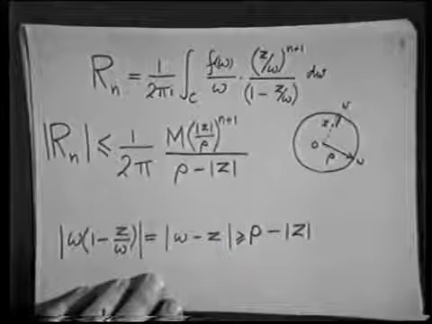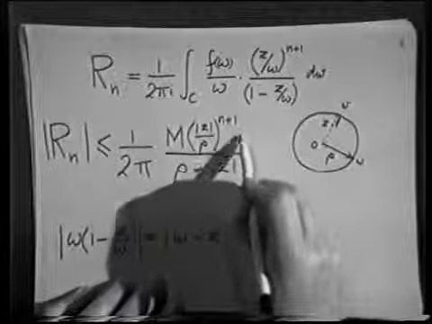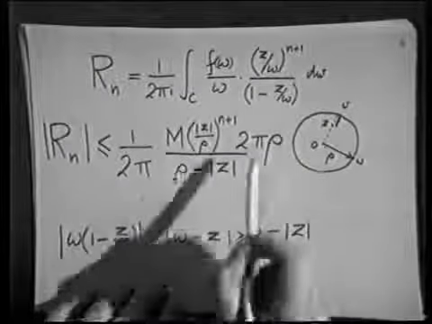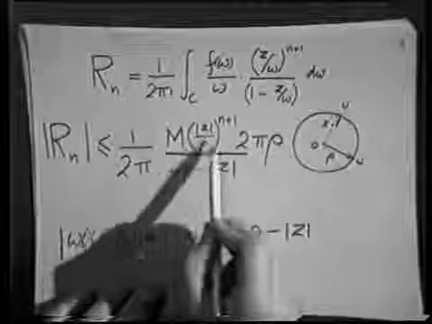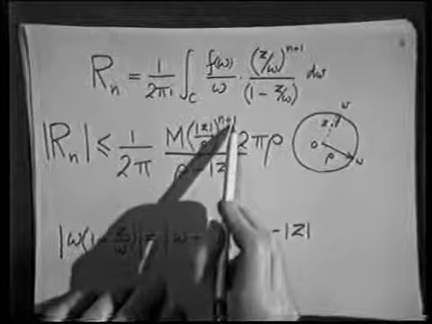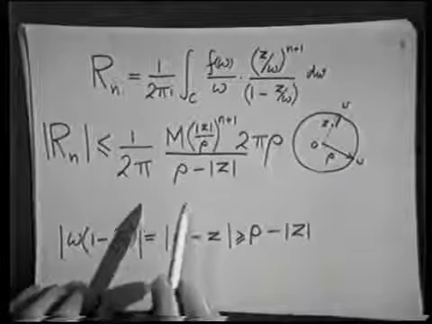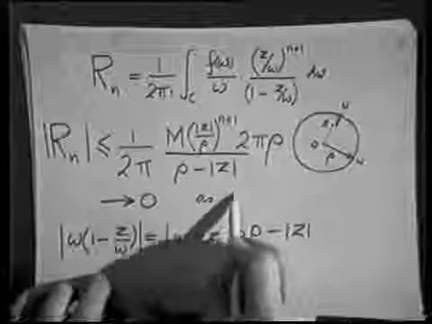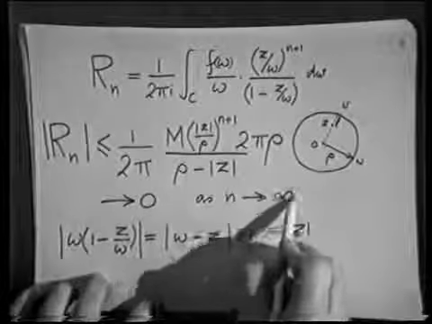Now we've only got to remember the length of the contour, and that's a circle, so that's easy. 2 pi rho. Now everything's fixed here. The whole lot's fixed except for this term, the one I mentioned before, mod z over rho to the power n plus 1. So now all we've got to do is to let n get larger and larger and larger. That tends to 0 as n gets larger and larger.